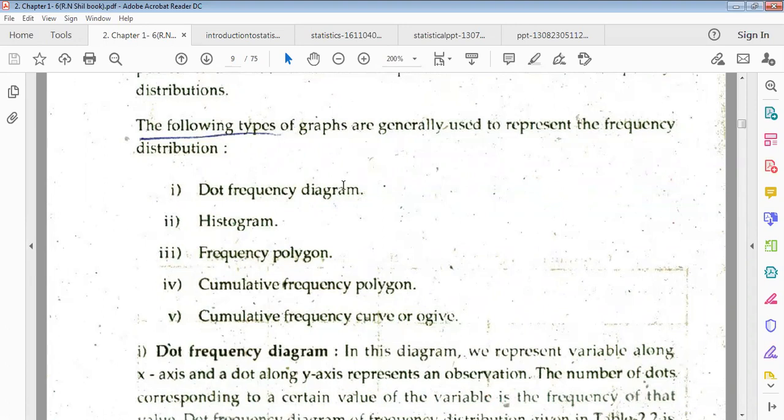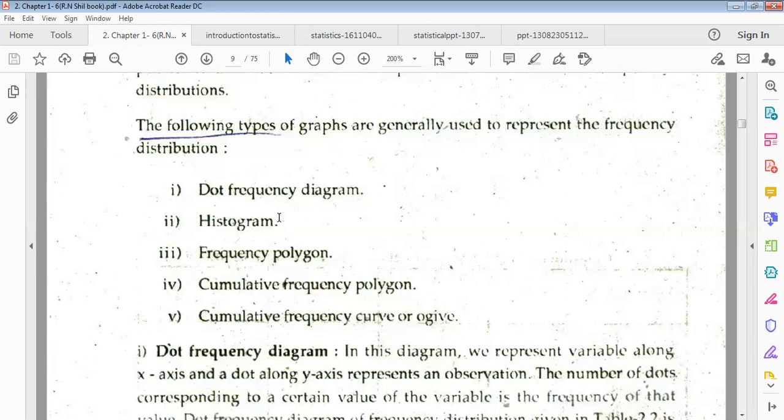Dot frequency diagram, like a dot ball. Every ball can be represented. Suppose a bowler bowls 10 overs. Every ball can be represented as a dot. Suppose some balls get a wicket, then this will be marked with red. That means dot frequency diagram.